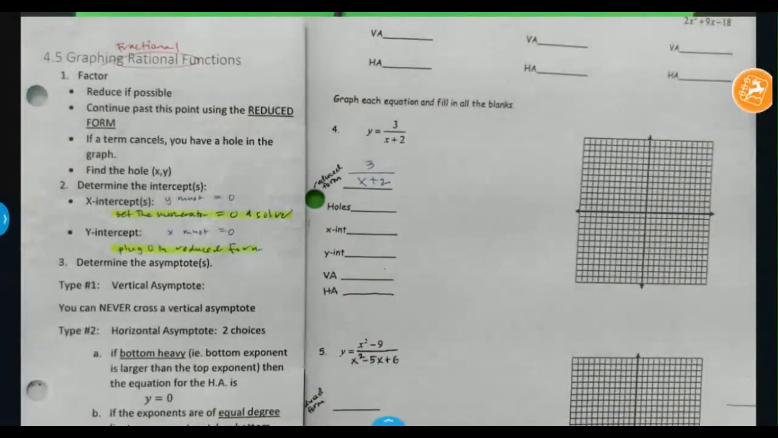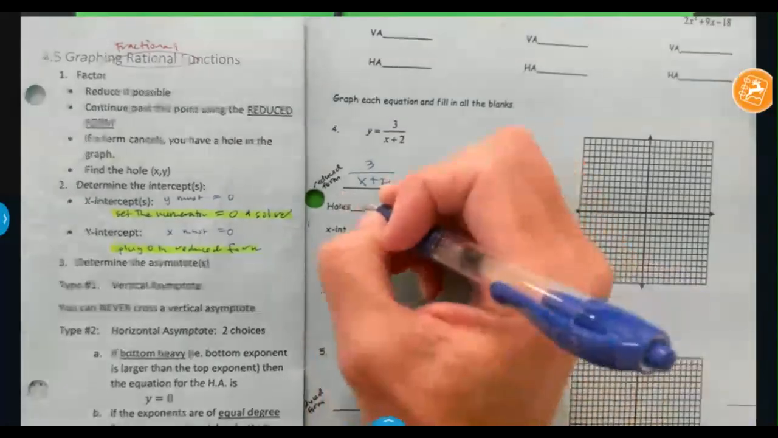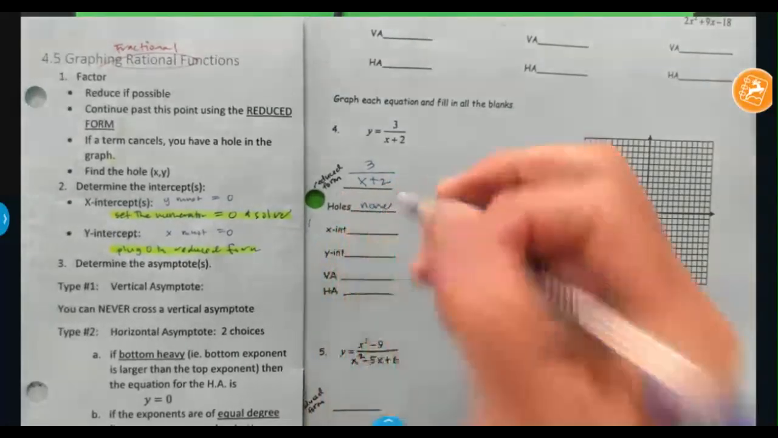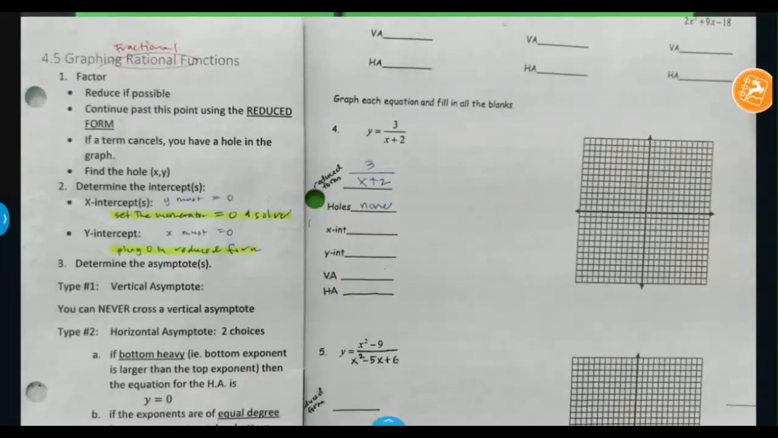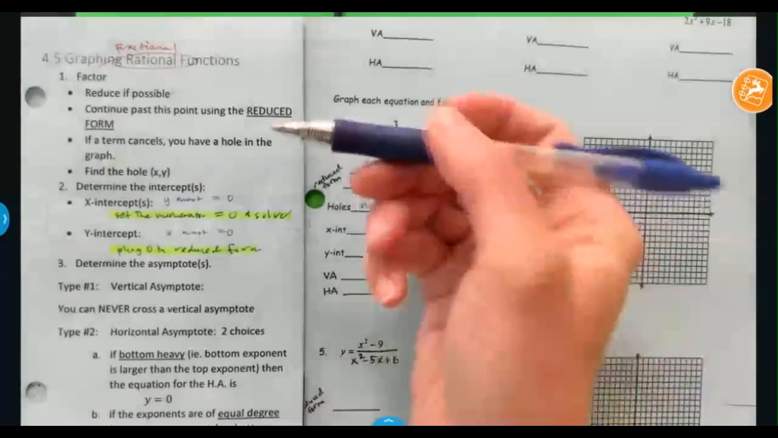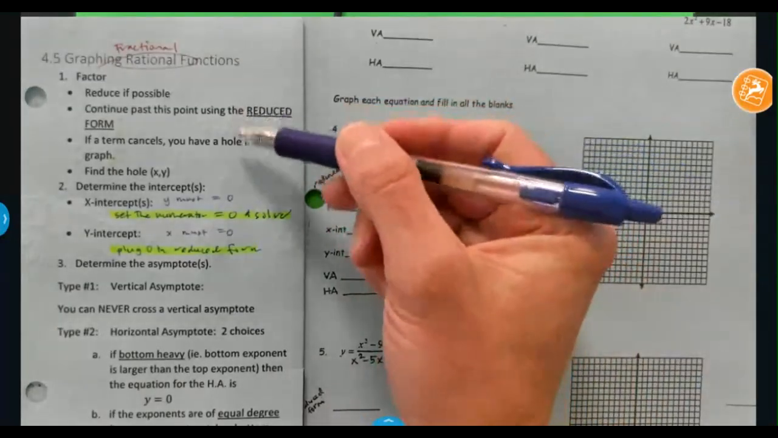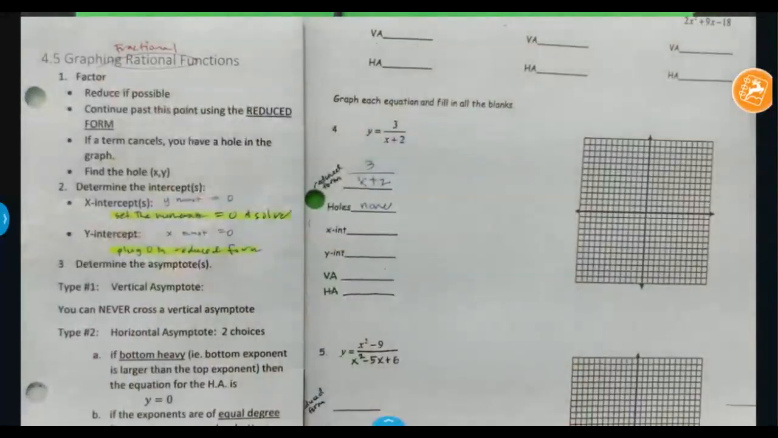Now, let me say this. This one does not have a hole. You can put none or not applicable right there. We will have a hole, I think, in probably the next one, but definitely something that we do today. But it doesn't have a hole. A hole occurs if something cancels and nothing cancels, so we don't have to worry about that today.